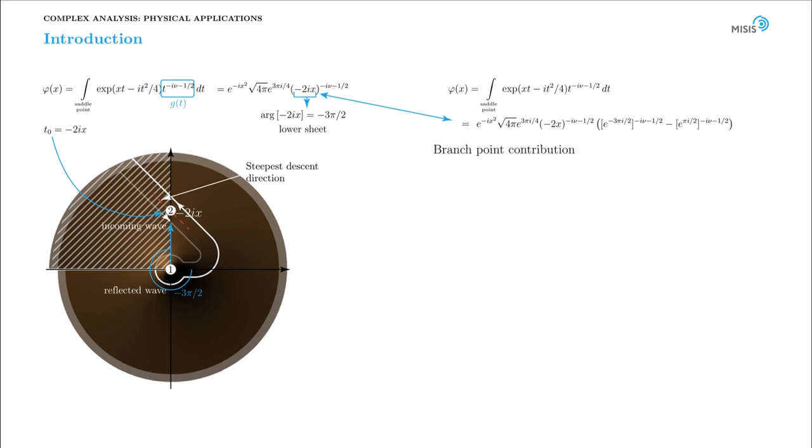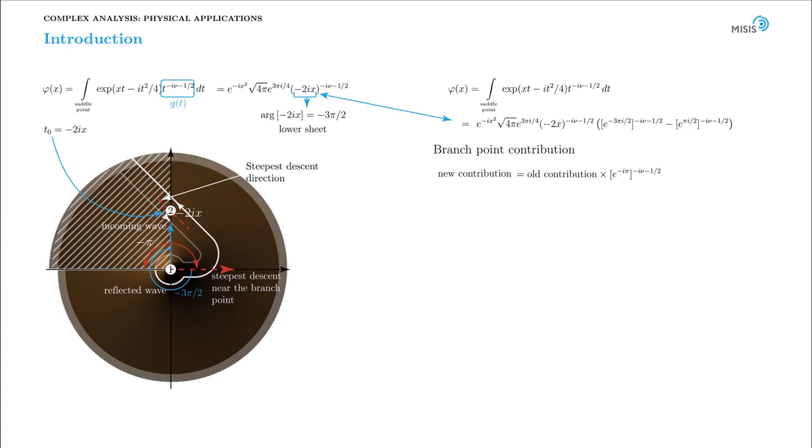The contribution from the branch point essentially doesn't change its analytical form. We just need to keep in mind that the argument of t, which enters the asymptotics via power function g of t, has rotated by minus pi. Therefore, the whole contribution from the branch point is simply multiplied by the following factor.